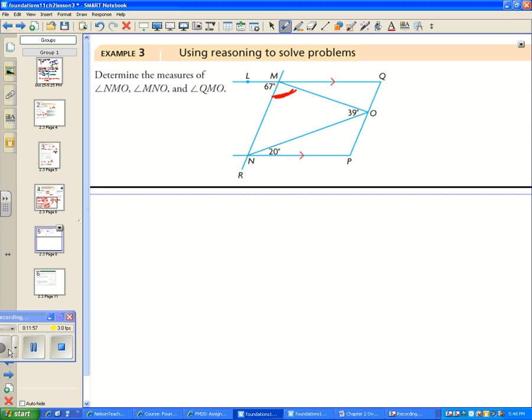Determine the measure of MNO. Oh, these are such tough ones. Determine the measure of that guy and QMO. Where is QMO? The measurement of this guy right here.